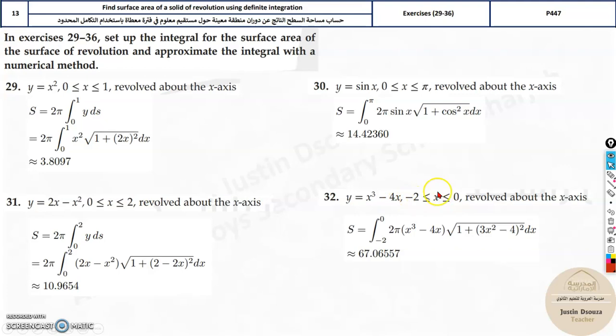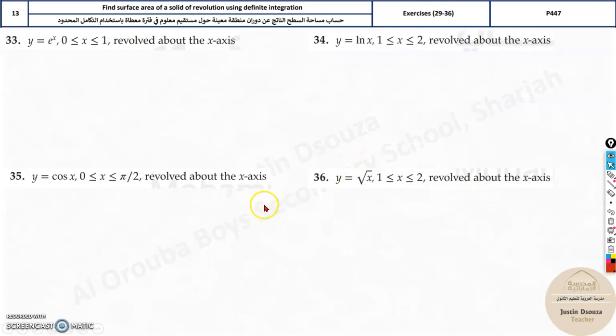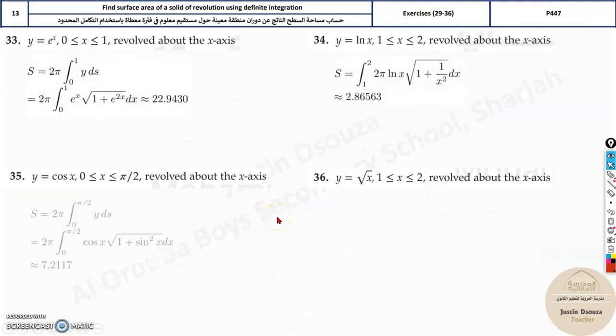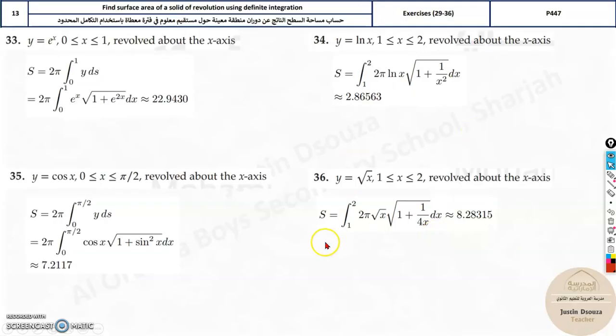The limit is from -2 to 0, because the smaller number is -2. Negative numbers are smaller. 0 is greater than -2. That's why. So all these are shown over here. Please do solve them by yourself and then check for the answers.